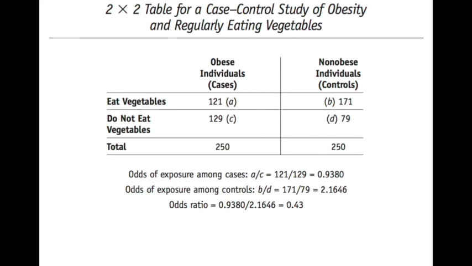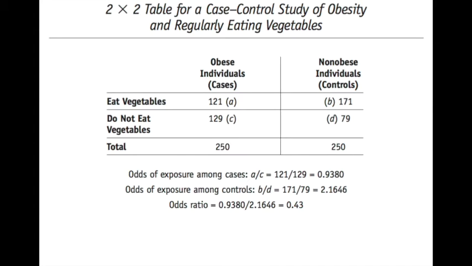So if an OR is less than 1, we want to convert that decimal into percentage and then reverse the language in order to write a professional summary of what that result means. For this example, we would use 43%. Then we would subtract that from 100% in order to get 57%. In our write-up, we would say, the odds of exposure to eating vegetables among cases were 57% smaller than the odds of that exposure among controls.